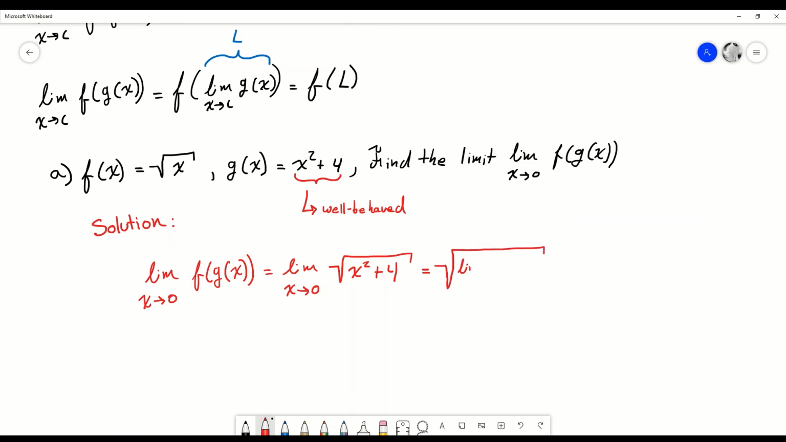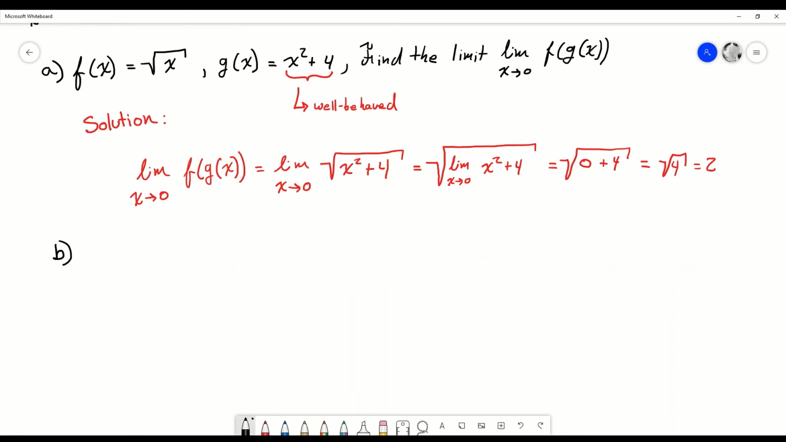So let's bring the limit inside of the square root. And like I said, it's a polynomial, so we can replace x with 0. So the square root of 0 plus 4, which is simply the square root of 4, which we're going to take the positive value 2.